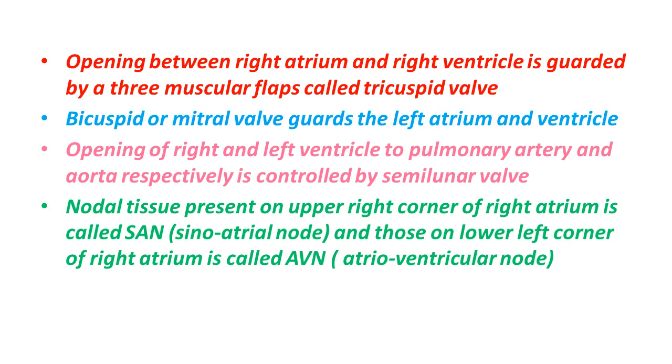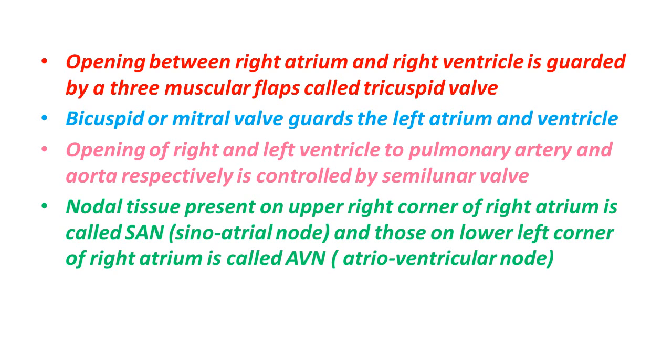The openings of the right and the left ventricle into the pulmonary artery and the aorta respectively are provided with semilunar valves. So over and above the bicuspid and tricuspid valves, another valvular structure is also present, which is known as the semilunar valve, due to its shape.